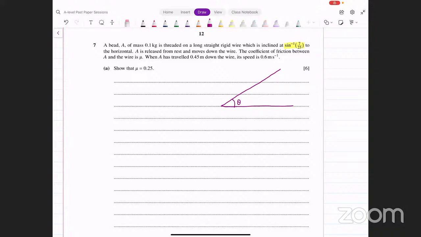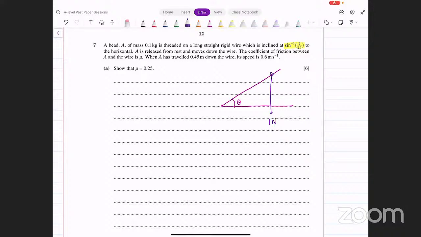Mass of the bead A is 0.1 kilogram. Let's say this is the bead that's threaded on that wire. इसका mass है कुछ. So this is 1 Newton. 0.1 kilograms is mass, weight is 1 Newton. A is released from rest and moves down the wire. Okay, so it's moving down the wire now.